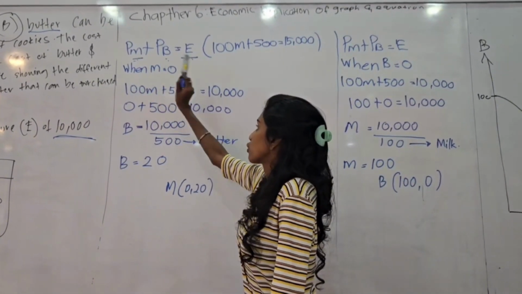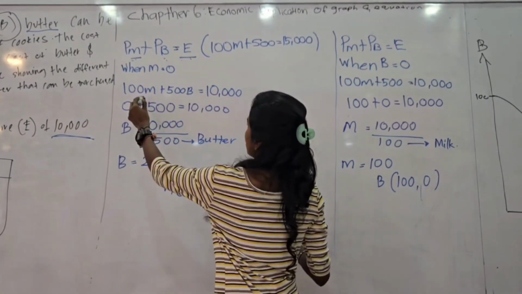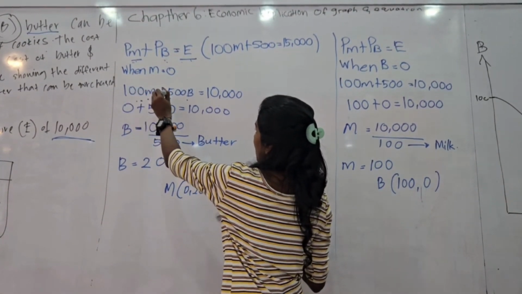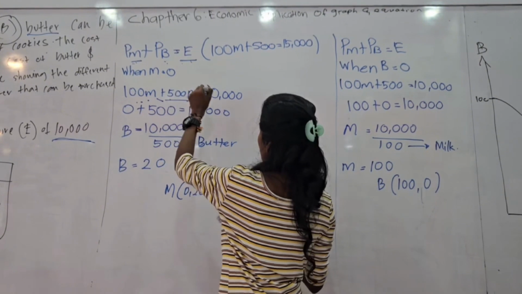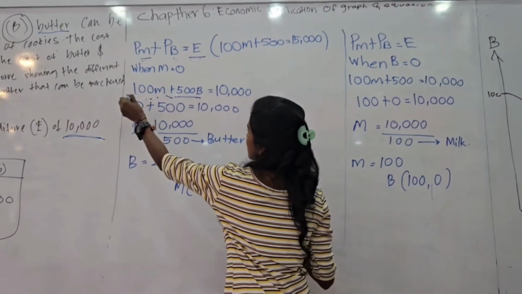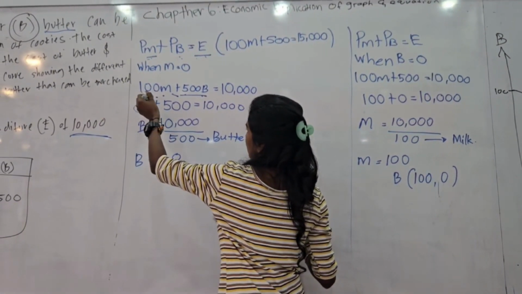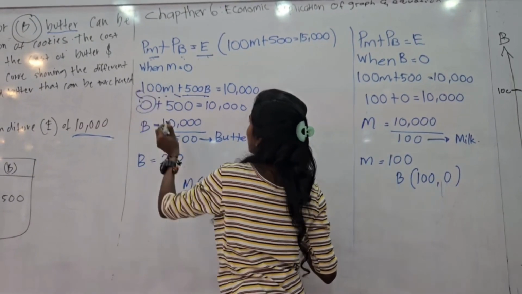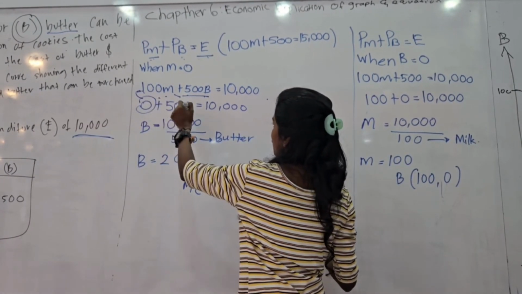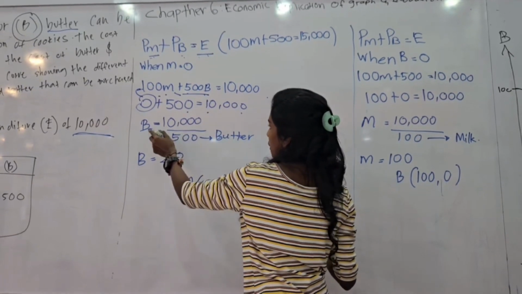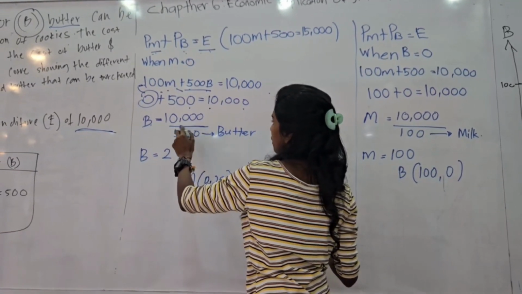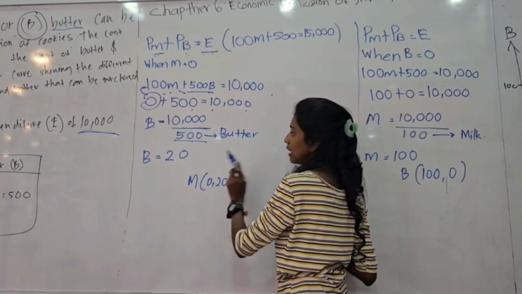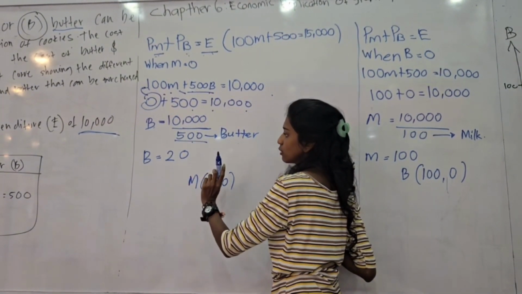So when M equals 0, 100M plus 500B equals 10,000. So 0 plus 500B equals 10,000. B equals 10,000 divided by 500. This 500 is the price of butter, and the answer is 20.